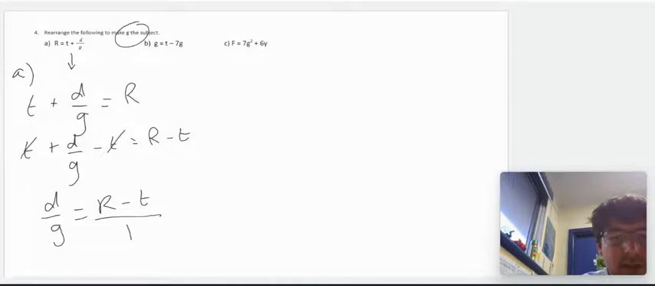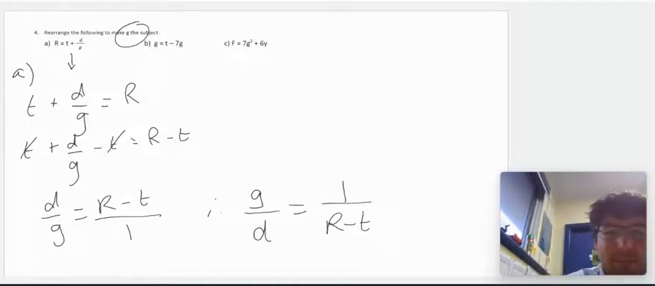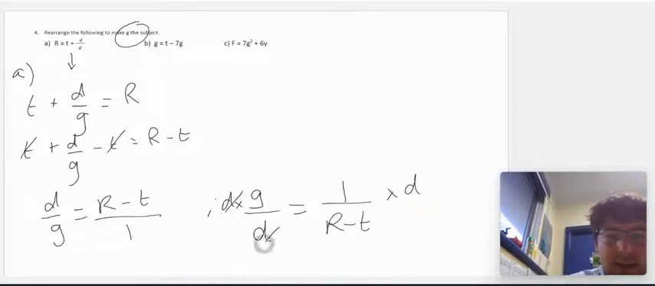Now, when you've got D over G, what we can do here is we can put this over 1, and then we can do what's called the inverse of those fractions. You can do the inverse, which is switching the fractions over. And now we just times both sides by D. That cancels out the D on that side. And that is how you do question A. All right, let's go to question B.